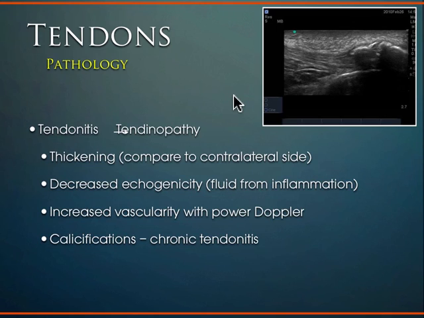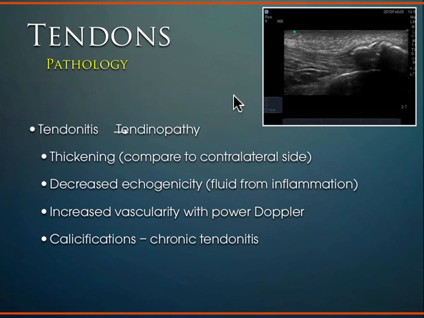There's going to be thickness. There's going to be changes in the echogenicity in the tendon itself. And as I mentioned earlier in terms of power Doppler, with tendinopathy or chronic tendon problems, there tends to be new vessel formation, which we call neovascularization, in the tendon. So you put that power Doppler on, and you can see some of that neovascularization that is specific to that area of pathology as opposed to the rest of the tendon.